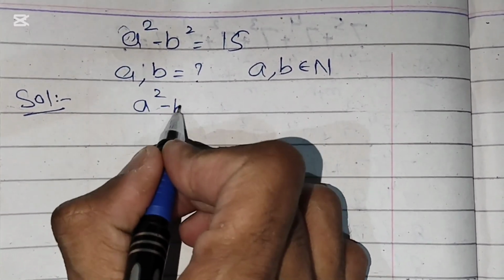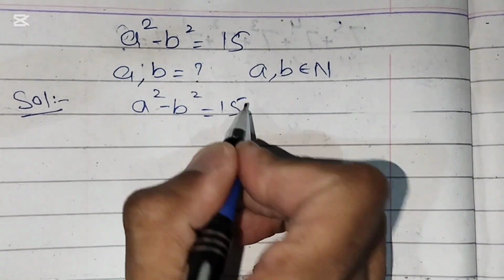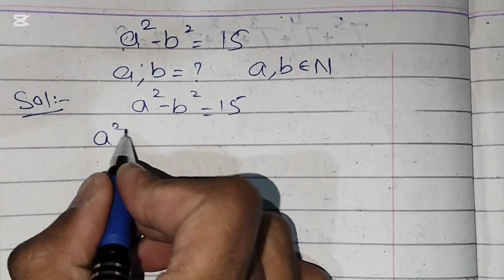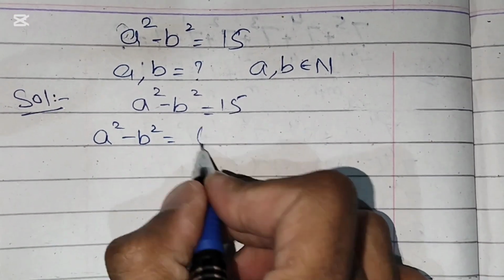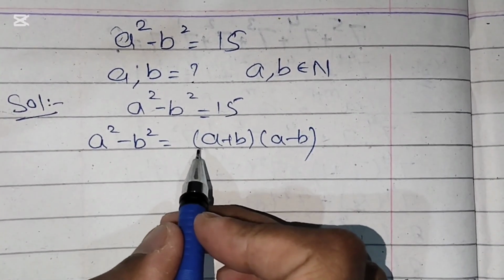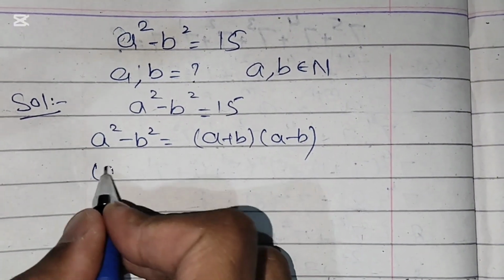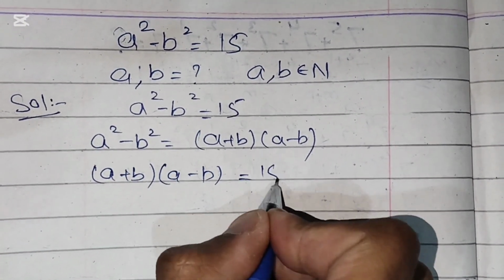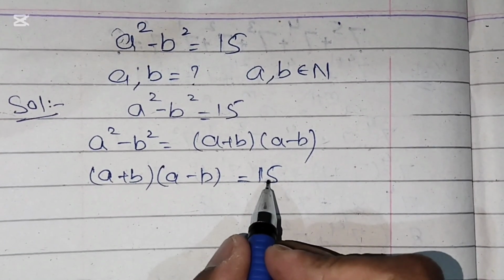a squared minus b squared equals 15. We know the identity on the left hand side: a squared minus b squared always equals (a plus b) times (a minus b). So we will replace the left hand side: (a plus b)(a minus b) equals 15. Now we will focus on the right hand side.